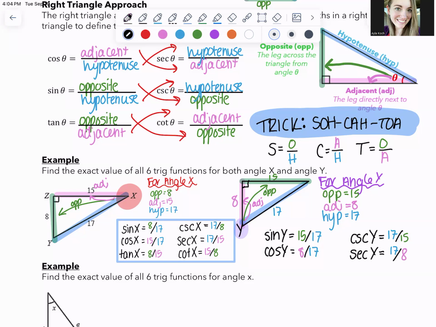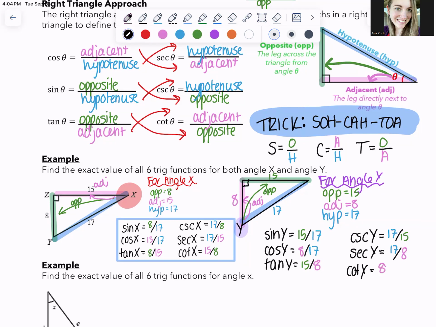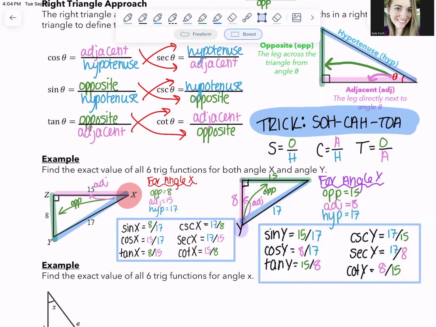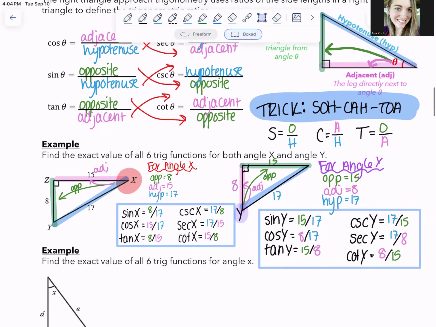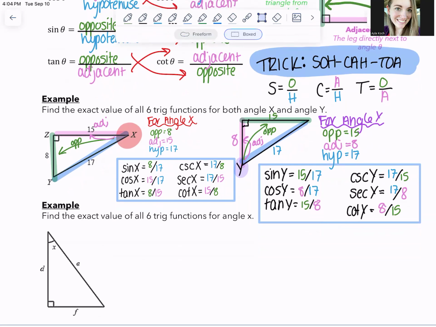Tangent of angle y is opposite over adjacent, TOA, opposite over adjacent. So our opposite side is 15. Our adjacent side is 8. 15 divided by 8. And cotangent, the soulmate of tangent, is equal to 8 divided by 15. Boom. And there it is. So again, it all just depends on what angle you're talking about.